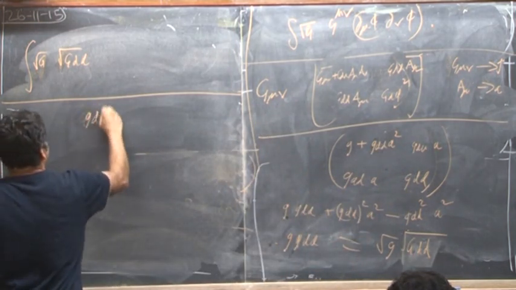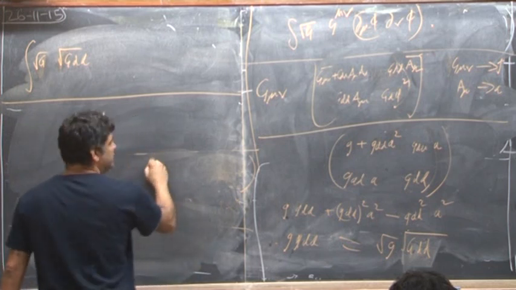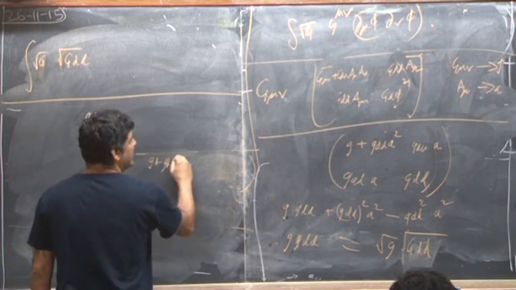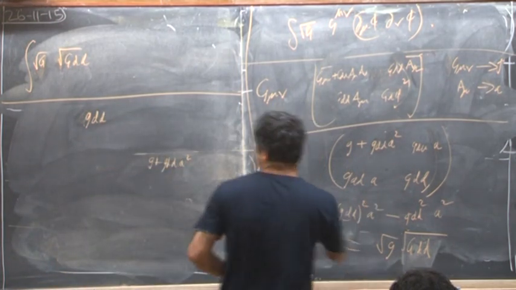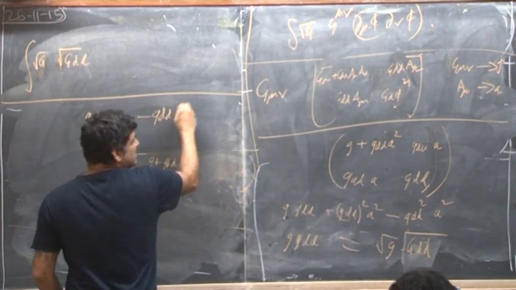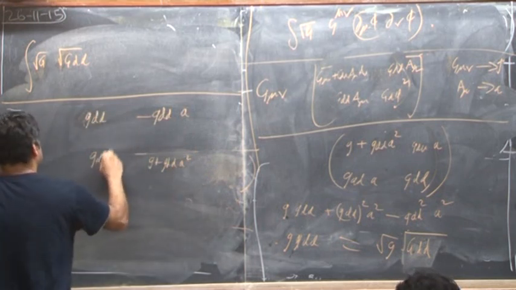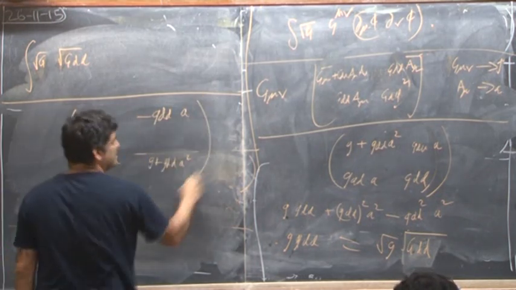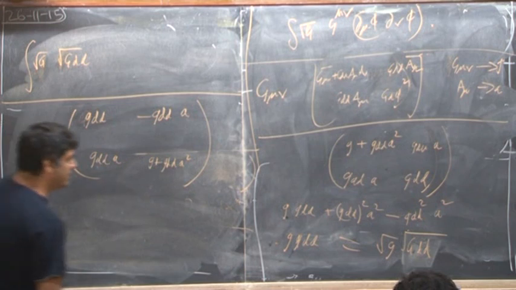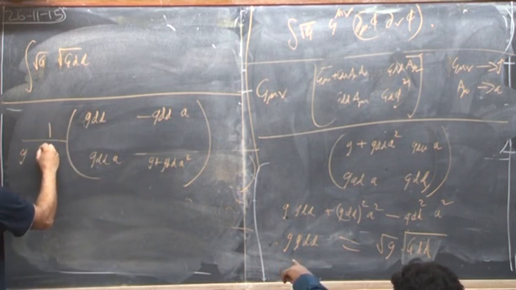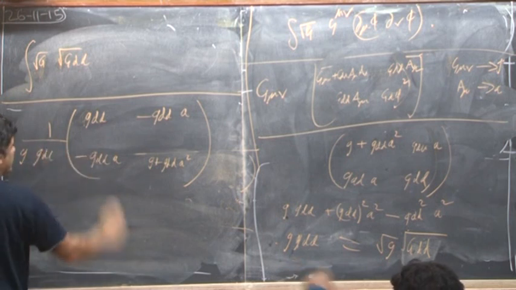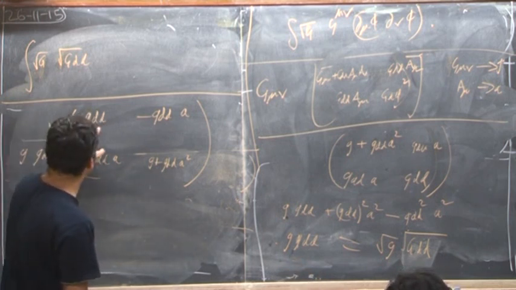This is G_DD, G plus G_DD A squared. And then maybe minus of A, and then divide by the determinant. Both minus, they are both minus. Now let's just check if this is working.